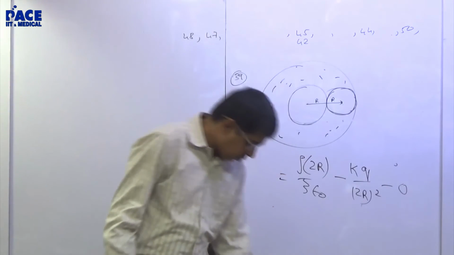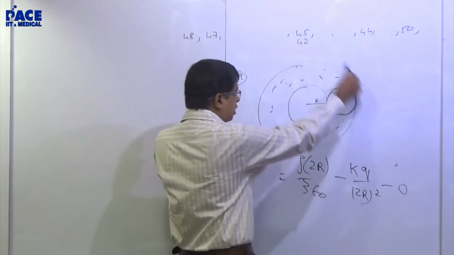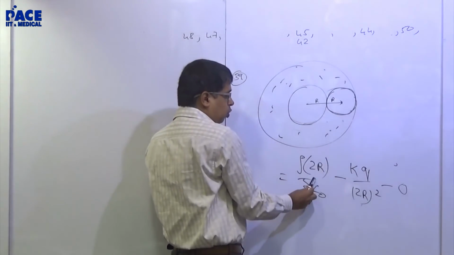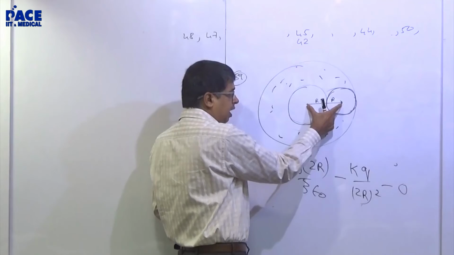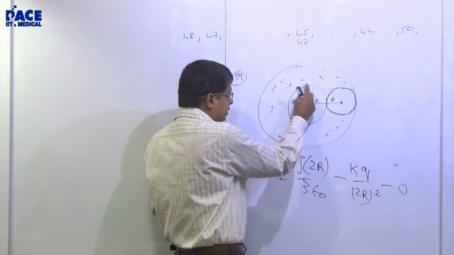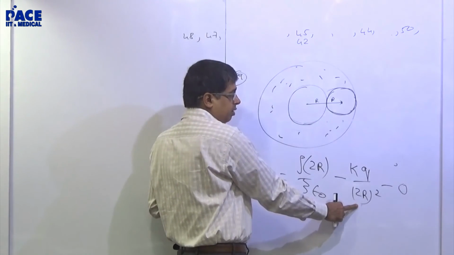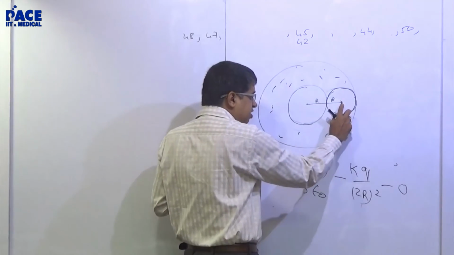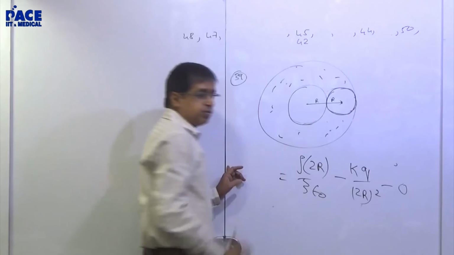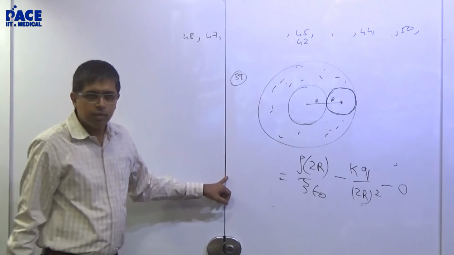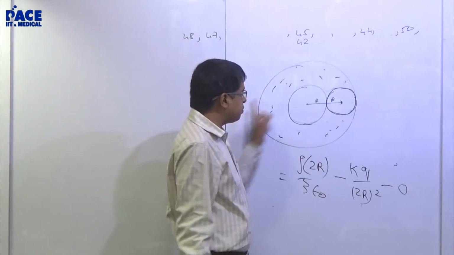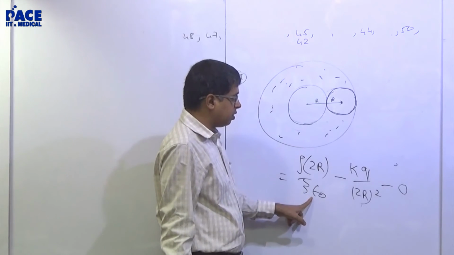Sir, will you please re-explain the problem? The total sphere's field here is rho r by 3 epsilon naught. R will be 2r. The removed cavity's field here is this. The removed cavity's field at its own center will be this. The total complete sphere's field here is this.